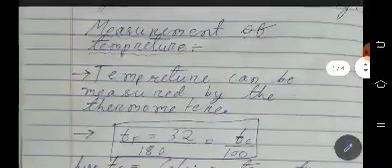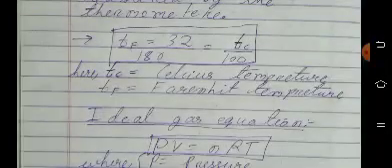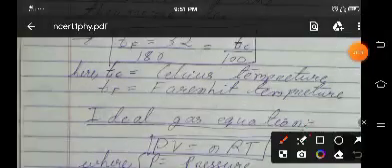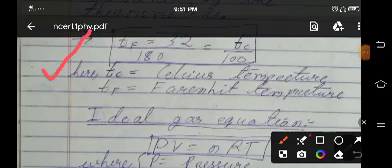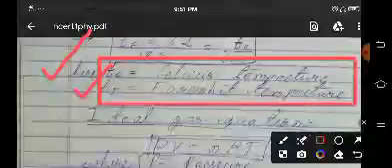Next, guys, we are discussing measurement of temperature. Temperature can be measured by the thermometer. The relation between the Fahrenheit scale and the Celsius scale is (Tf - 32)/180 = Tc/100. Here Tc is the temperature on the Celsius scale and Tf is the temperature on the Fahrenheit scale. You should note that Tc is Celsius temperature and Tf is Fahrenheit temperature.